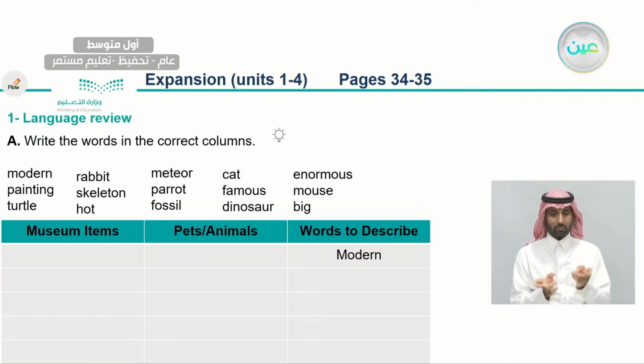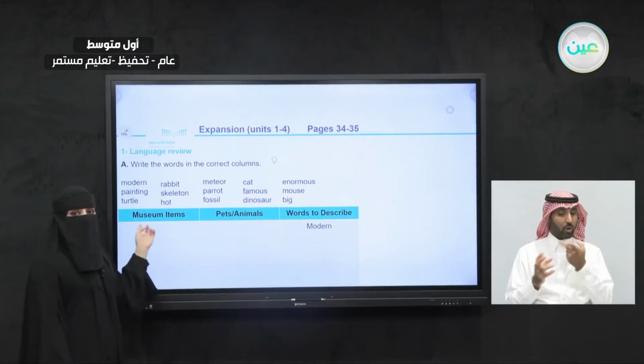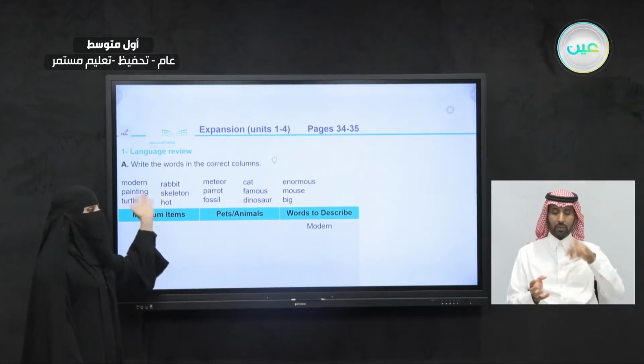Let's start. Number 1, language review. A. Write the words in the correct columns. Modern, painting, turtle, rabbit, skeleton, hot, meteor, parrot, fossil, cat, famous, dinosaur, enormous, mouse, big. Look at the first one. Museum items. Can you find me museum items from the above words?